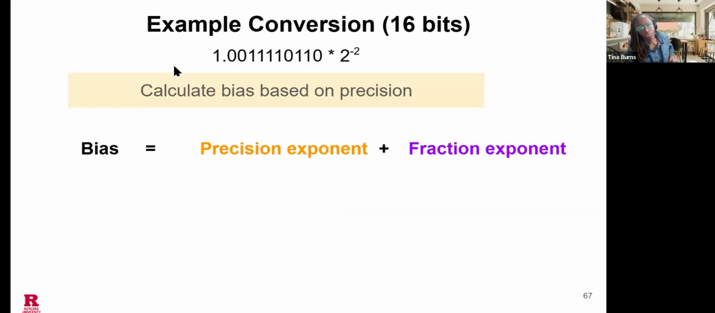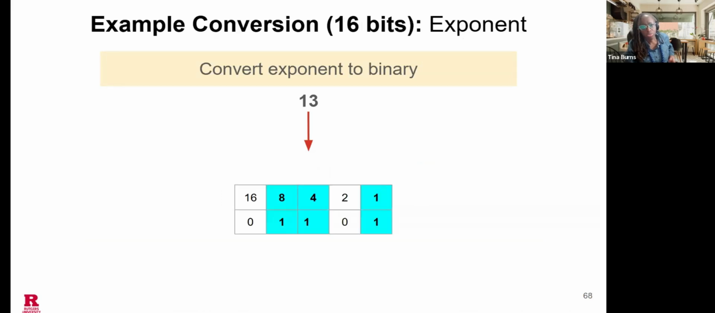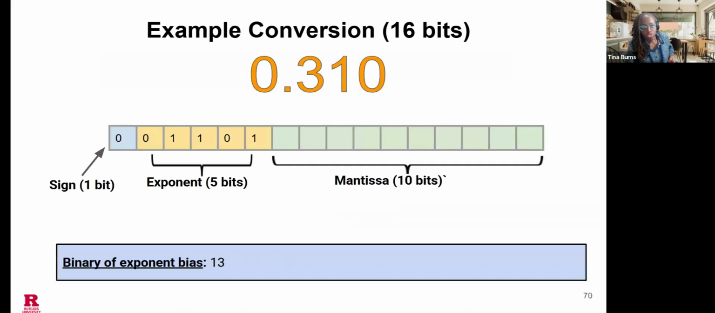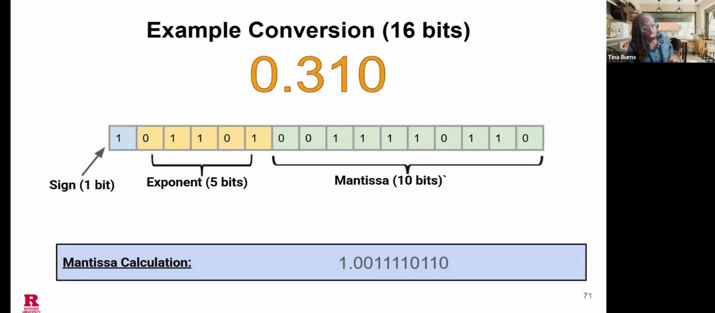Let's calculate our bias precision. It's going to be the same as the other value, 15 minus 2, which gives you 13. Convert that to binary. We already did that in the previous slide. It's going to be 0, 1, 1, 1, 0, 1. So that is that, and then here's our mantissa. And that's pretty much it for your fraction.